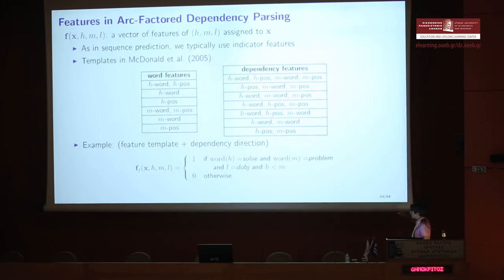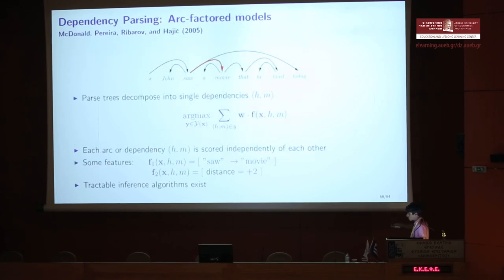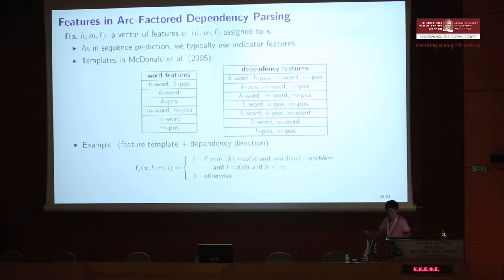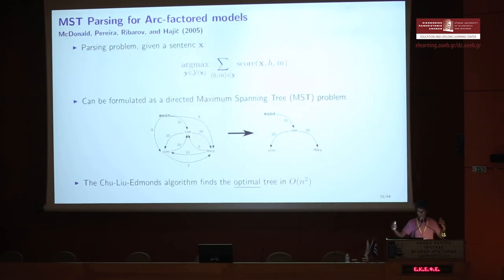Ryan McDonald was one of the first people to bring this arc-factored type of model, trained with perceptron and other algorithms, into the literature, and he did very relevant work in 2005. Here are some examples of features, I don't want to go into detail. Then there are two types of algorithms you can use with an arc-factored model. One is based on maximum spanning trees. You represent all the possible dependencies as scored somehow, and by running this, you get a tree.